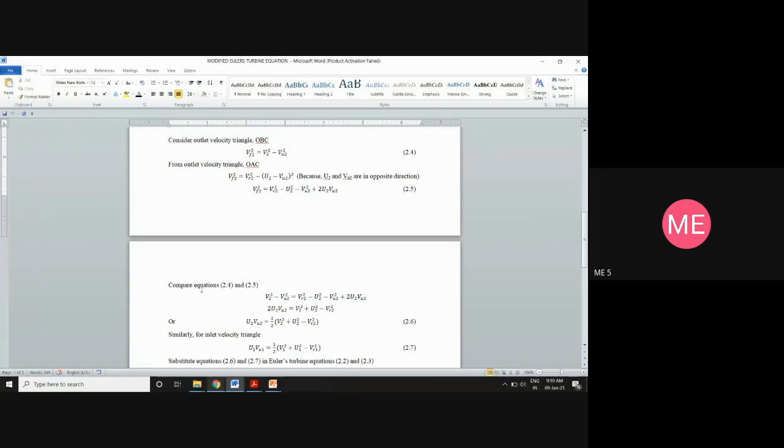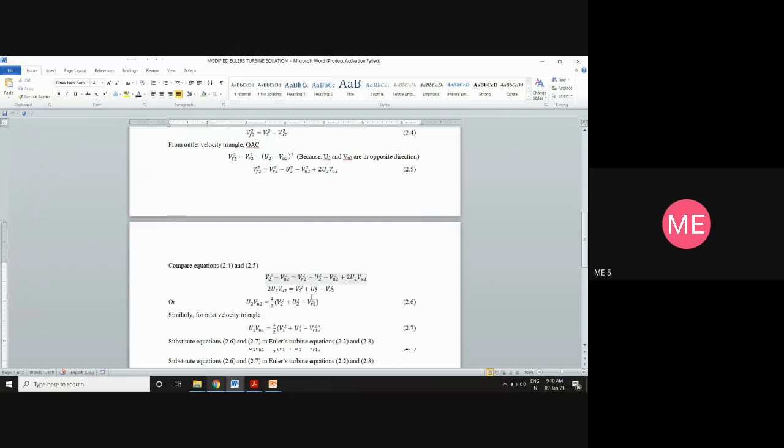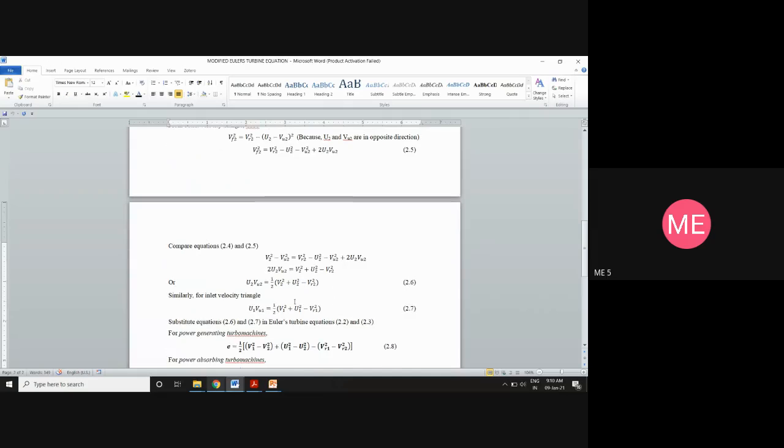If I equate V of 2 square in both 2.4 and 2.5, what will happen? V2 square minus VU2 square will be equal to this, right? Go on simplifying so that I'll get U2 VU2 in the form of half into V2 square plus U2 square minus VR2 square. Similarly, from the inlet triangle, I will get U1 VU1 in this form. U2 VU2 we got in this form, and U1 VU1 we got in this form.